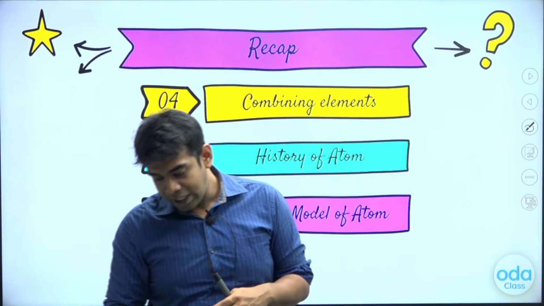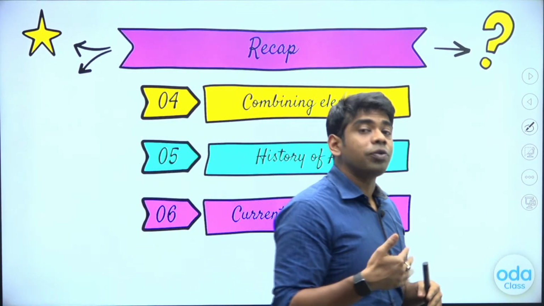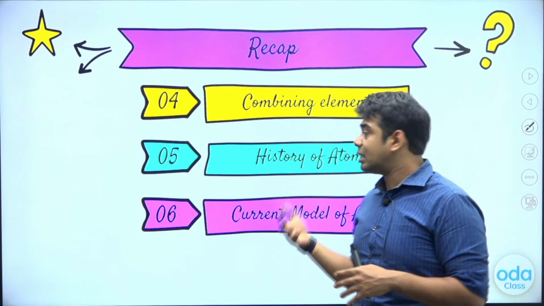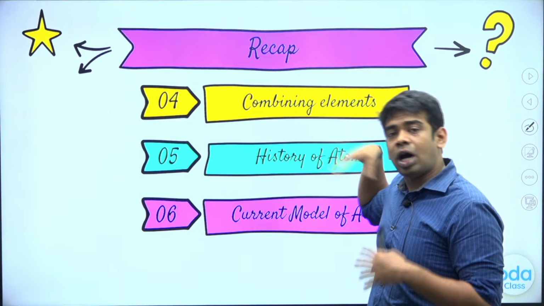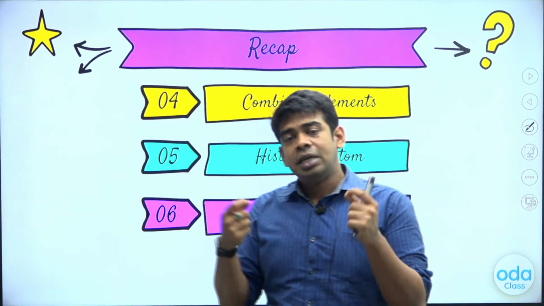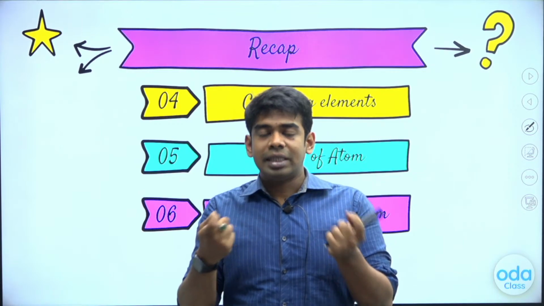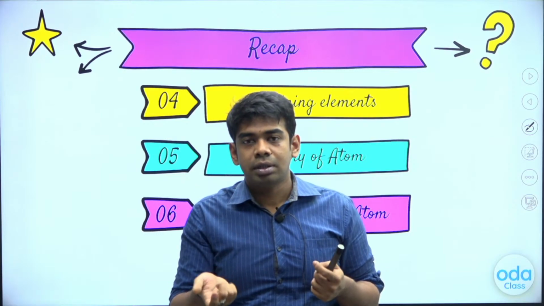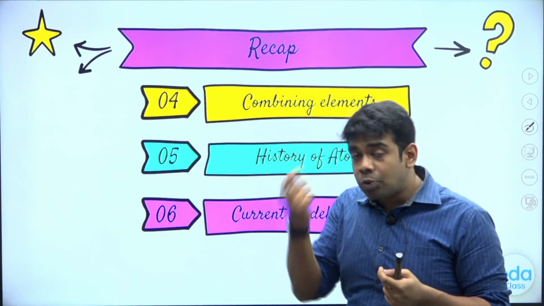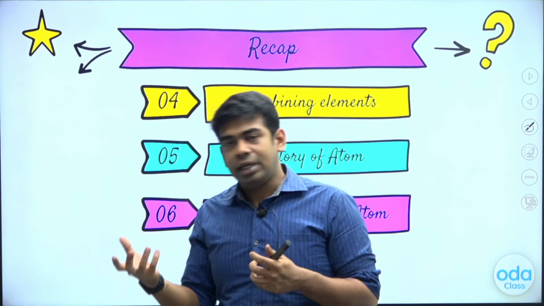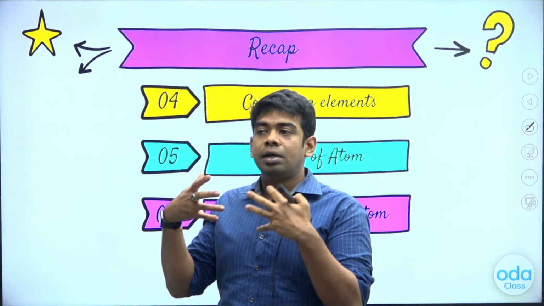Now let's move ahead, and let's quickly recap what we have learned in the previous episode. In the previous episode, we discussed combining the elements. So how are we combining the elements? When we say combining the elements, we are basically making sure that the atoms are interacting with each other, right? Atoms are the basic building blocks.